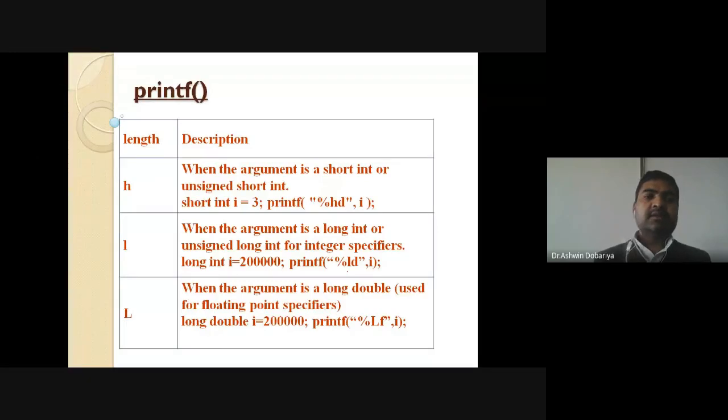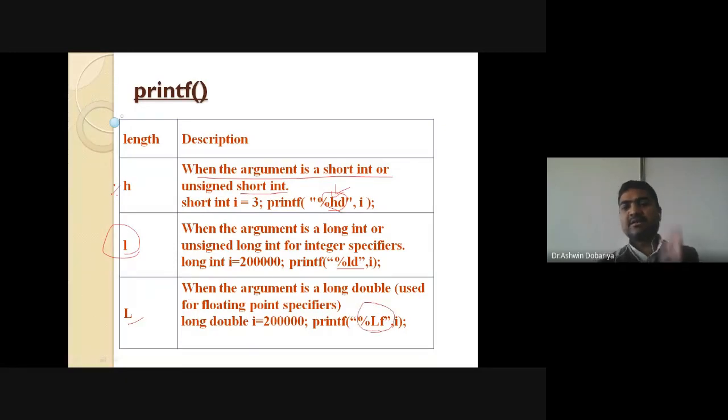And this is just for additional format specifiers, like percentage h. When the argument is a short integer or unsigned short integer, we can use percentage hd to display the short integer variable. So if a variable is declared as an unsigned short integer or a short integer, you can use format specifier percentage hd. Similarly, for long integer, we use percentage ld, and for long double, we use percentage lf.